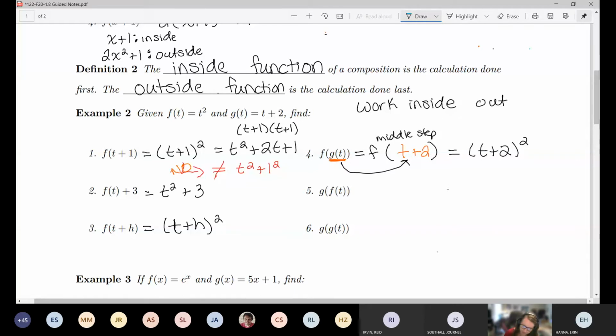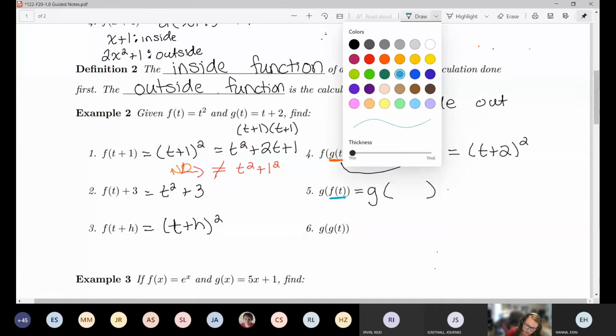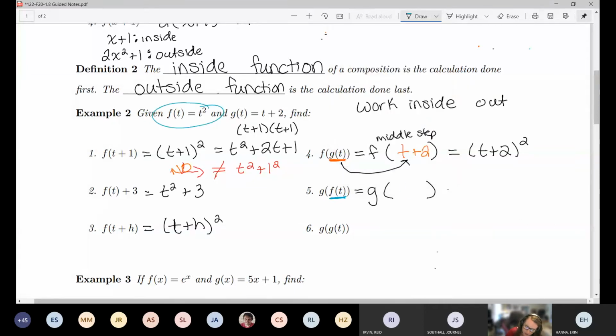In number 5, inside out, so we want to focus on the f of t first. So let me rewrite this. I've got g, and then I'm going to rewrite f of t as what the function actually is, so that's t squared.